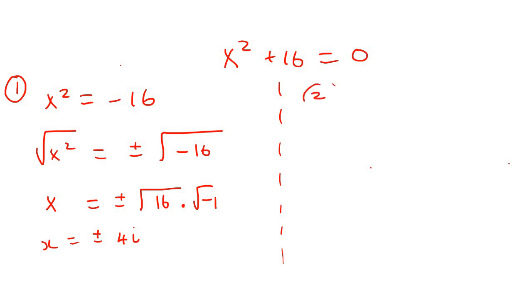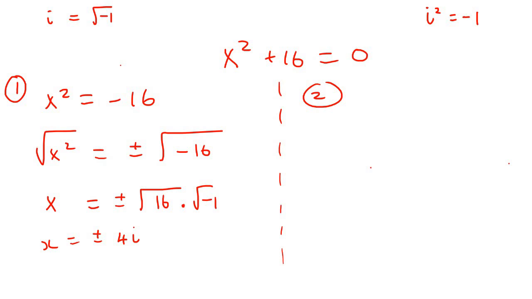For method number 2, I also need you to remember that i squared, I did show you this in one video when we were doing complex numbers, but i squared is equal to -1. Okay, so those are the two things you have to remember in this lesson, that i is the square root of -1, and then i squared is -1.